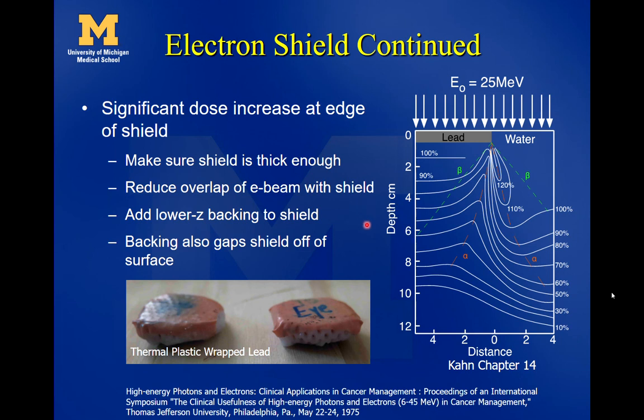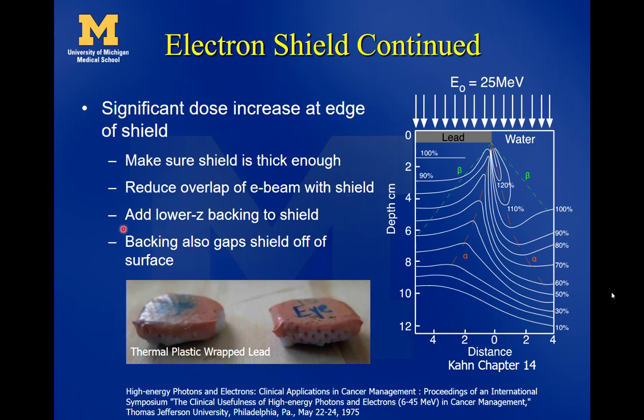So, the lesson here is to make sure the shield is thick enough. You want those electrons to stop in that lead shield and not go through it. You want to reduce the overlap of the electron beam with the shield if at all possible. I know a lot of times in my clinic we use lead shields as backup. So if we're planning a treatment on the patient's forehead right here and we want to make sure the eye doesn't get any dose out of a safety shield, we make sure that the light field is outside the lead shield and not inside it. So make sure you don't overlap the E-beam with the shield if at all possible.